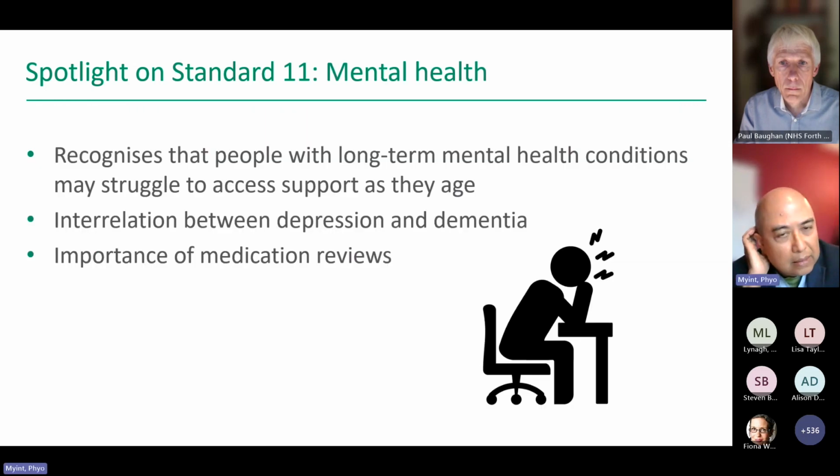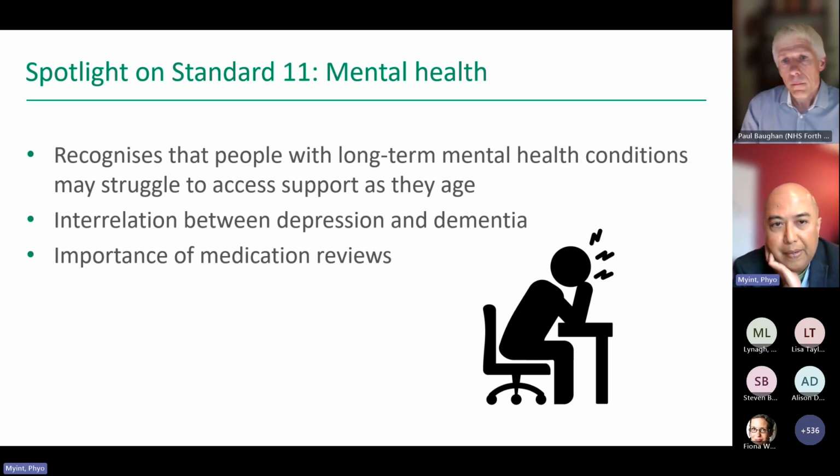The final standard I would like to highlight is on mental health. Again, very much like the previous conditions, dementia, delirium, and cognitive decline, people with mental health conditions, we all know that they may face difficulty when they are trying to access healthcare, and they may need extra support as well. And we know that dementia is relatively common in older people, and there is a link between depression and dementia, and it goes both ways.